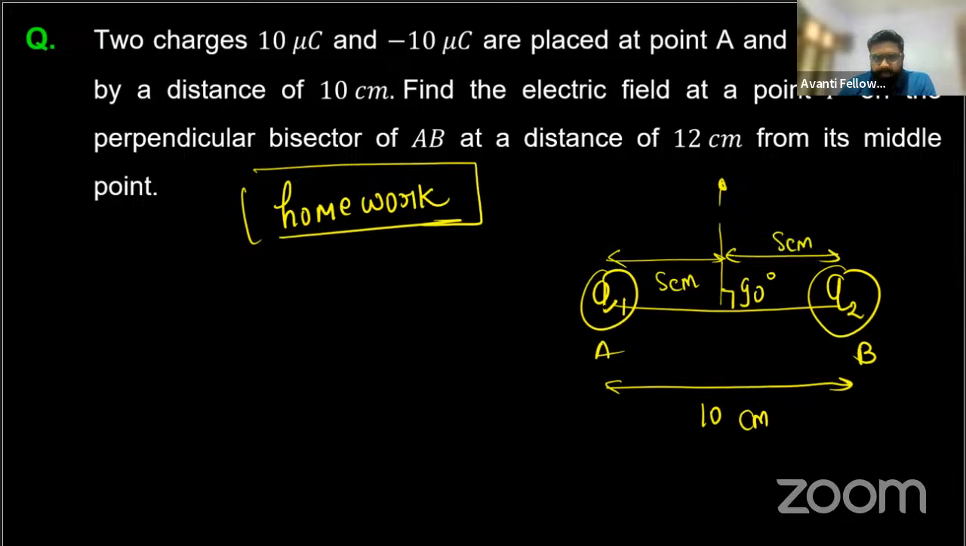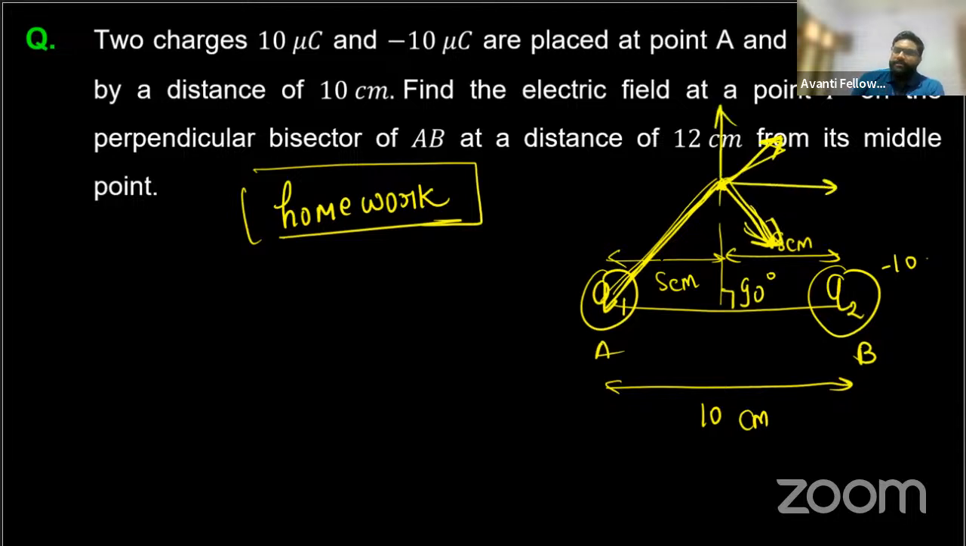Now the field, what will it be? When you connect these lines, it will be radially outward because this is positive charge. Q2 we are considering minus charge, so it will be towards this, right? Got it? Now you need to resolve this in the direction of x and y and take the resultant of it, you will get the value. Got it? So this is your homework.